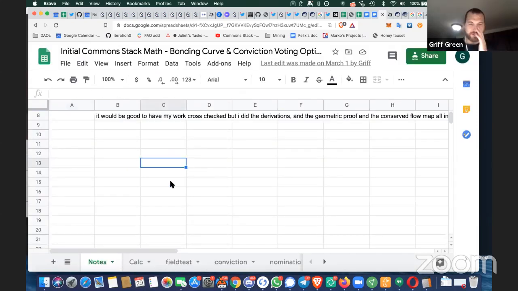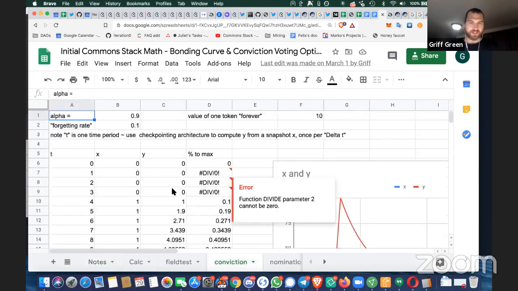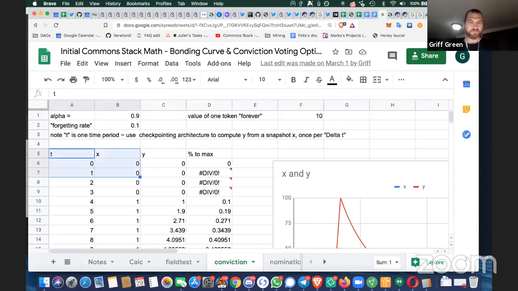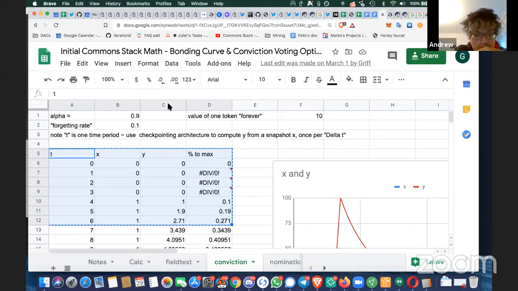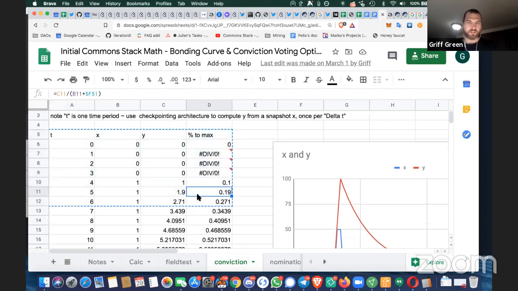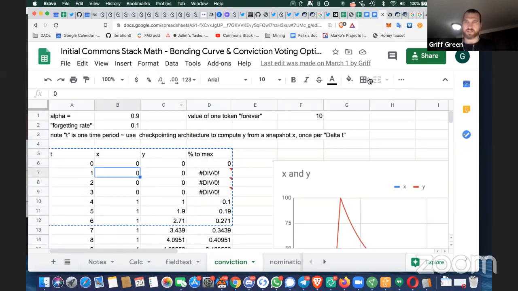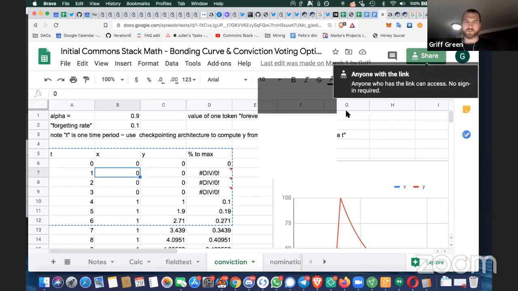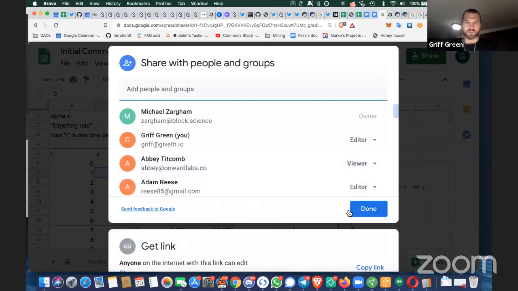In fact, here's this. Have some of this already here. Oh, that's cool. Yeah, this is a little spreadsheet here. And I think I can even share this with you if you'd like to look.